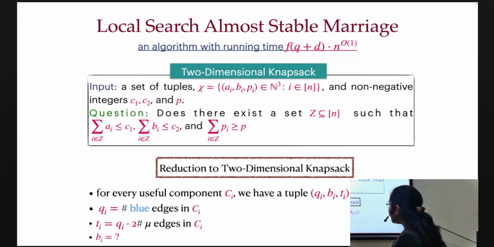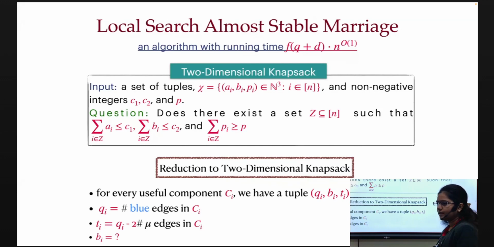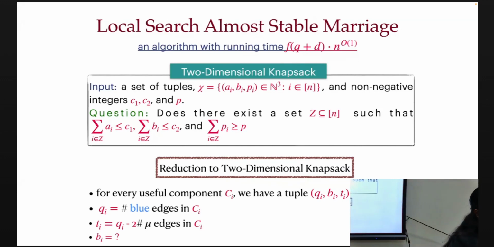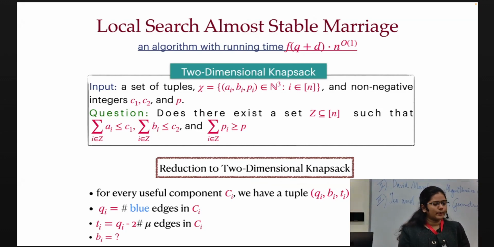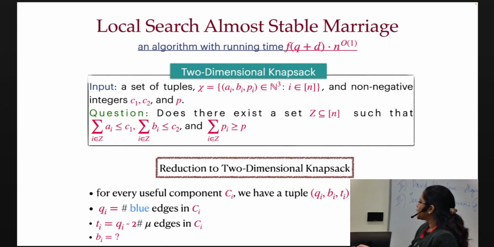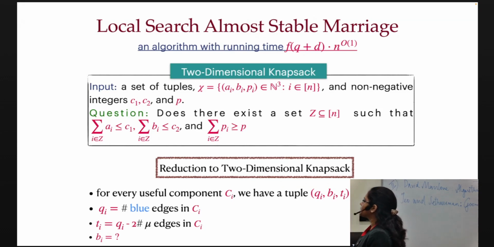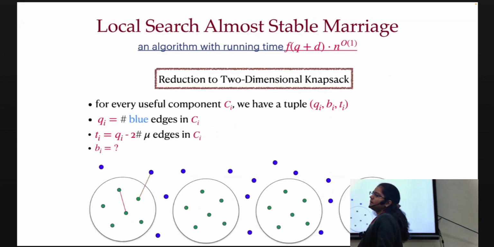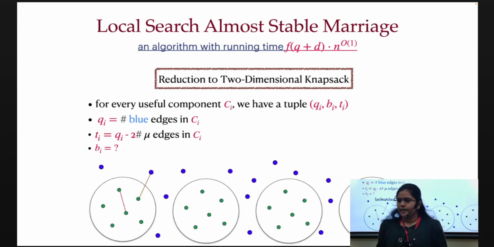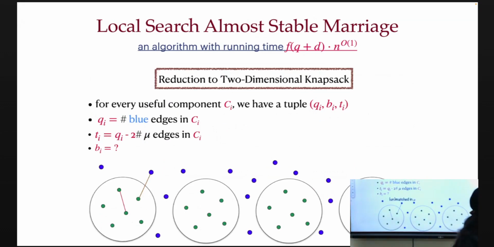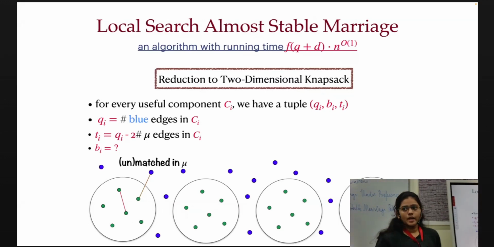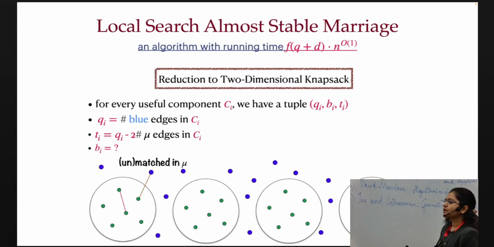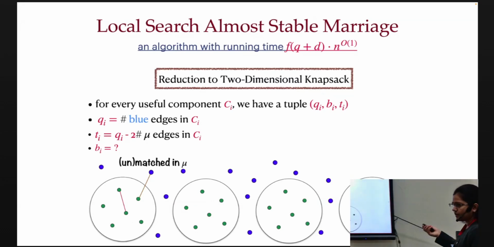So what is Bi? We have already discussed how to compute the blocking edges incident to vertices in a component. If you look at this vertex, a blue vertex could be matched in mu, could be unmatched in mu. We don't know eta, we are just using it for analysis. But I know this information because I know mu. So this vertex, whatever it is, matched or unmatched, I know it.